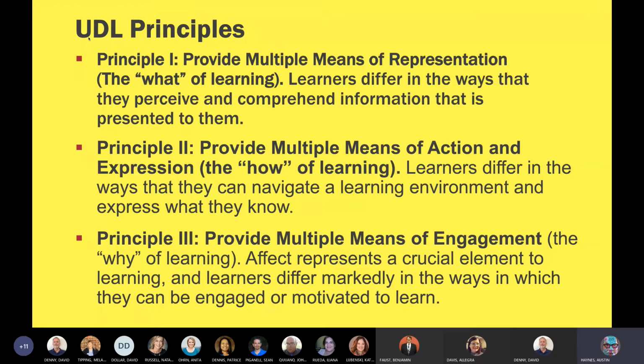And principle 3 is provide multiple means of engagement. But if you really think about all three of these working in consort with each other, they dovetail into each other perfectly. And it's a philosophy I want to leave you with. And that's the why of learning. So we've got the what in provide multiple means of representation, the how in provide multiple means of action and expression, and the why of learning in provide multiple means of engagement. And we're going to talk more about those, but it's a crucial element of learning, and learners differ markedly in the ways in which they can be engaged or motivated to learn.